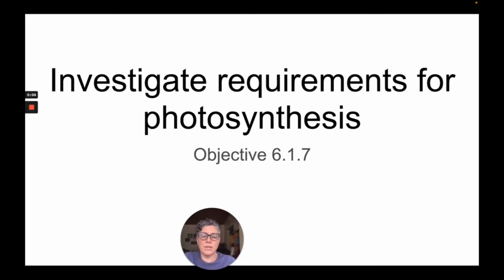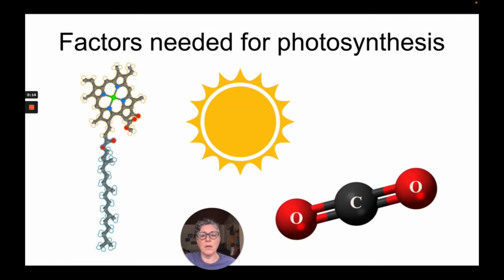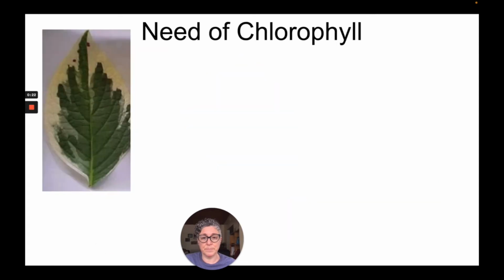This video covers the IGCSE Biology Objective 6.1.7 on the 2025 CAIE syllabus to investigate requirements for photosynthesis. So we're going to take a look at three factors that are needed for photosynthesis. That is chlorophyll, sunlight, and carbon dioxide.